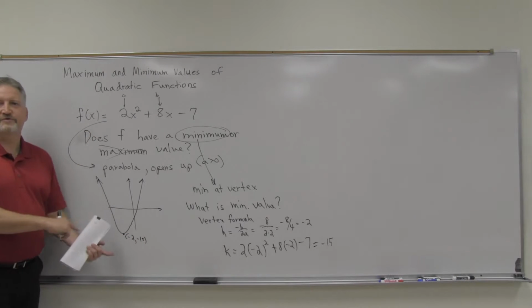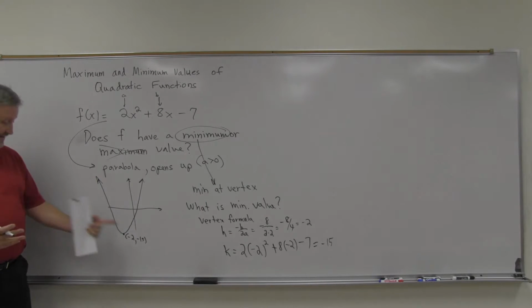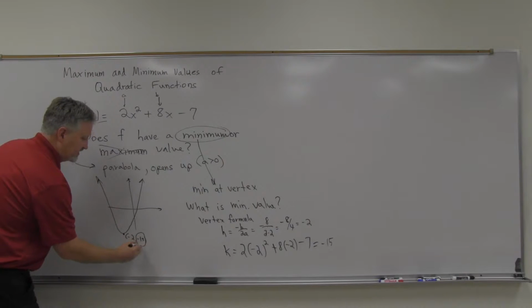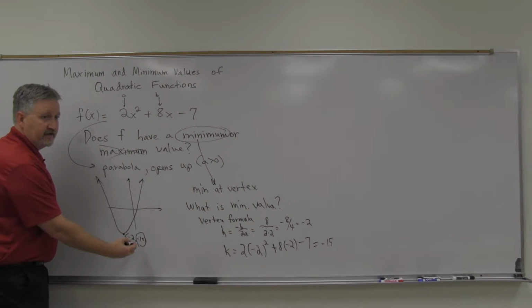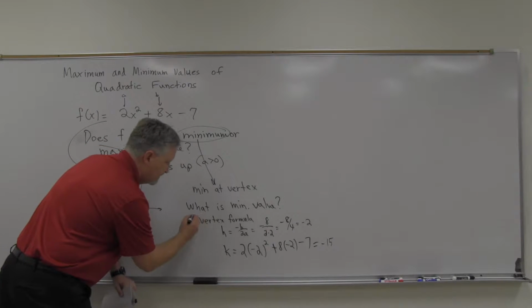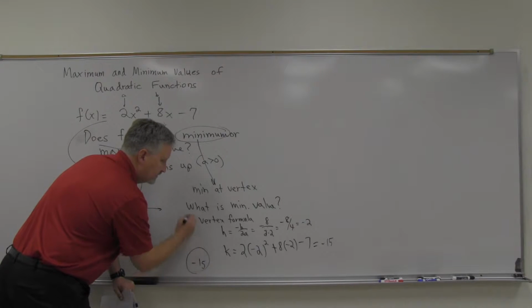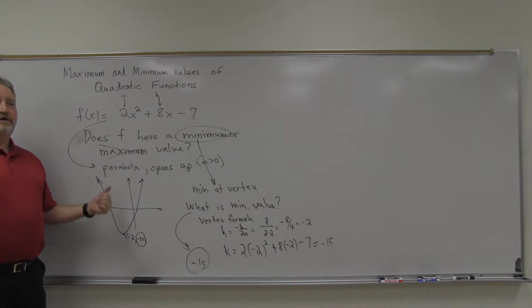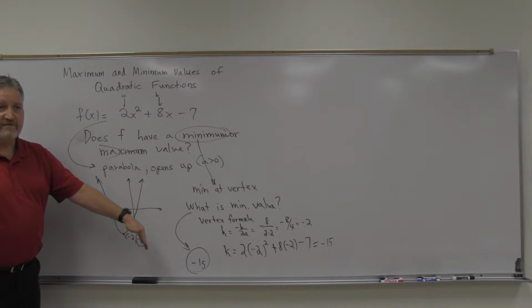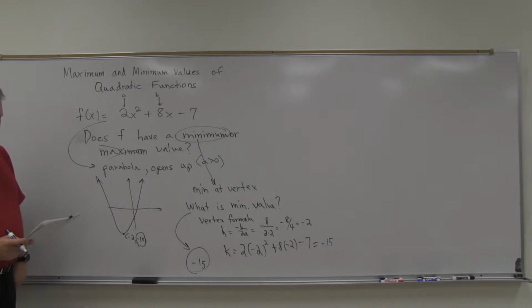And so which of those two is the actual minimum function value? Negative 15, yeah. So it's negative 15 here. What is the minimum value? It's the k of the vertex. So negative 15 is the minimum function value. That's as low as it goes. It occurs at x equals negative 2. The minimum function value, though, is negative 15.